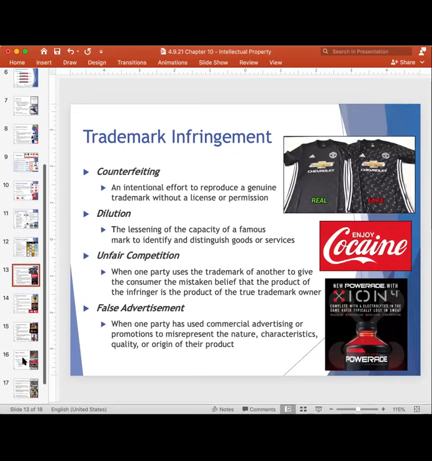Here are a few additional causes of action that a plaintiff could file for a trademark infringement. So the first one was specific to confusion. The next one is referring to counterfeiting. Another form of trademark infringement is counterfeiting, which is often known as piracy. Counterfeiting is an intentional effort to produce products that reproduce a genuine trademark without any license or permission.